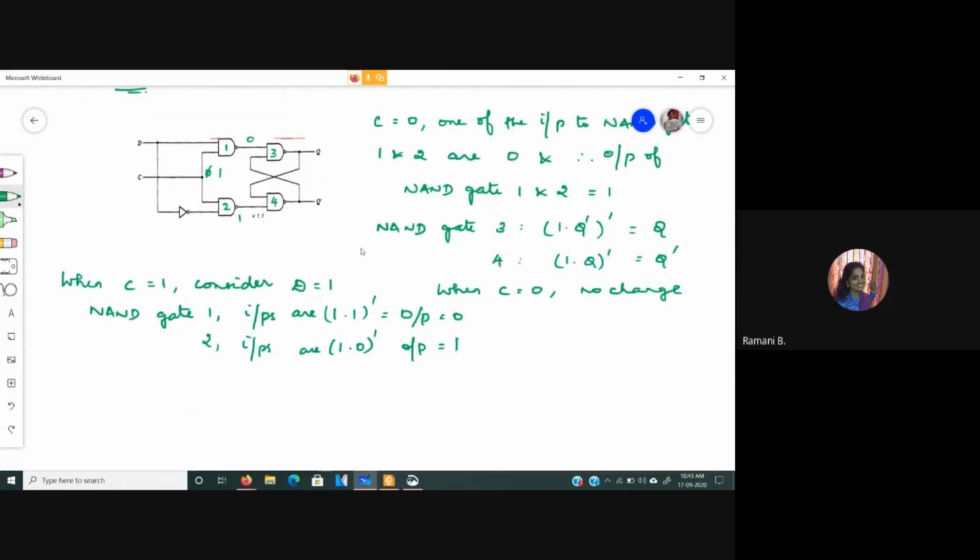If any input to the NAND gate is 0, the corresponding output is going to be 1. So in NAND gate 3, one of the inputs is 0, therefore the output is equal to 1. Right? Now this one is fed back over here, and in NAND gate 4, both inputs are 1. So the output is going to be 0. This is my Q and this is my Q bar. When D is equal to 1, Q is equal to 1 and Q bar is equal to 0.